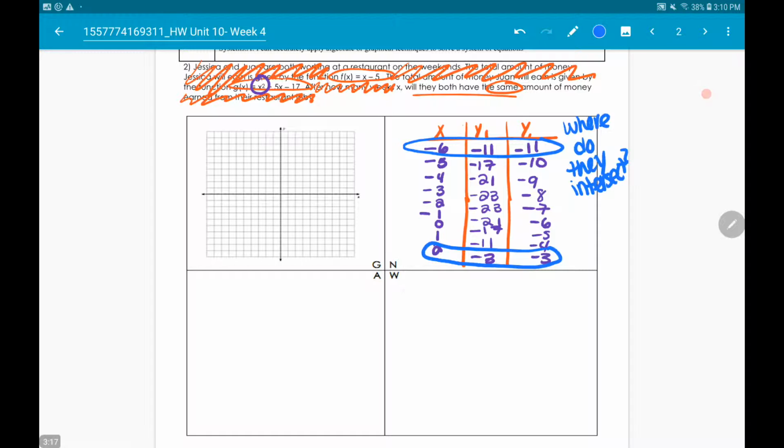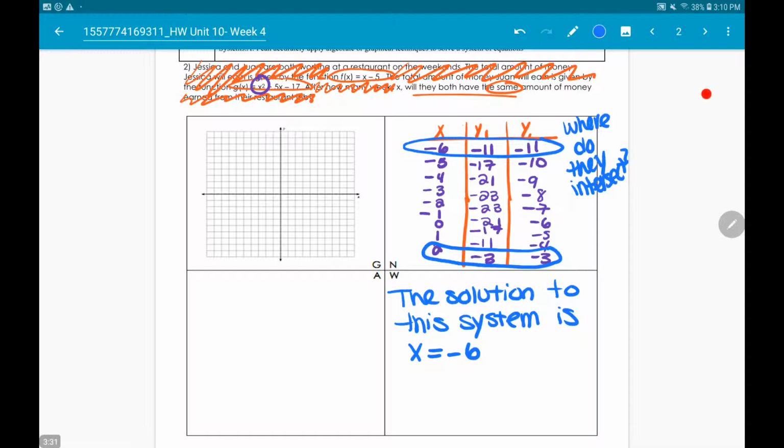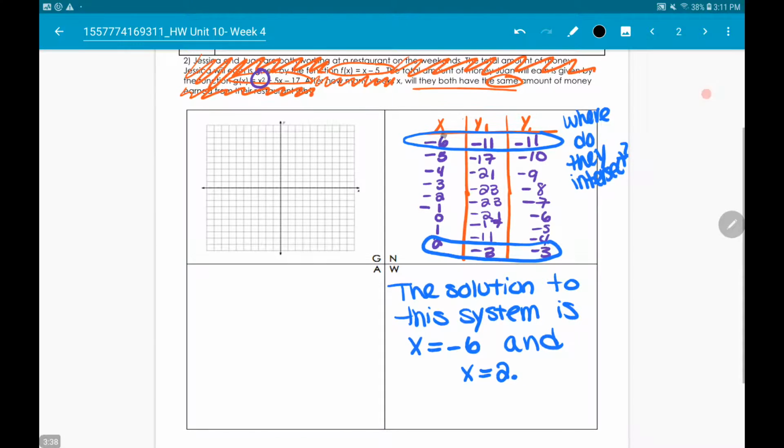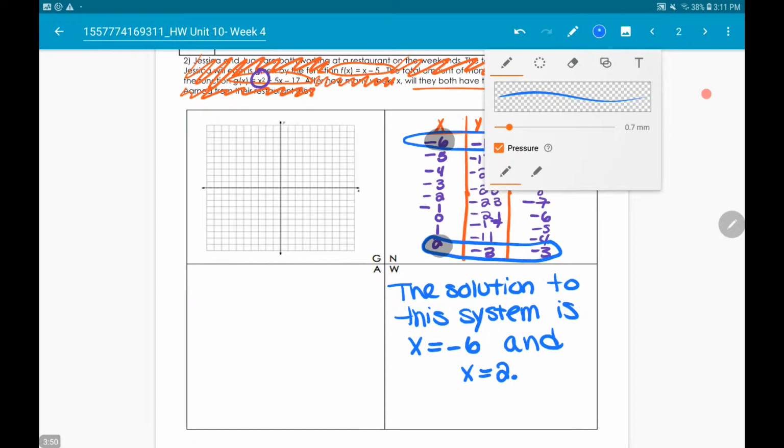So I can automatically write that the solution to this system is x equals -6 and x equals 2. So no matter what way I solve it, from here on, I should see the intersection points at x equals -6 and x equals 2. All right, so then we saw a lot of difficulty with the graph. So let's take a look at the graph.